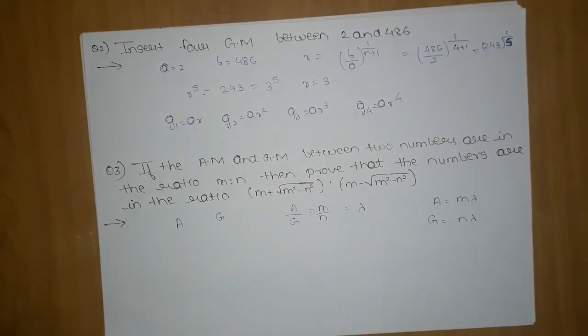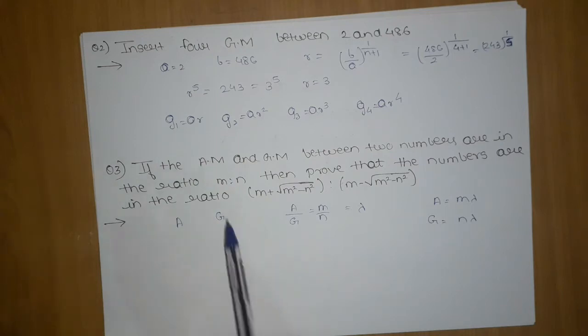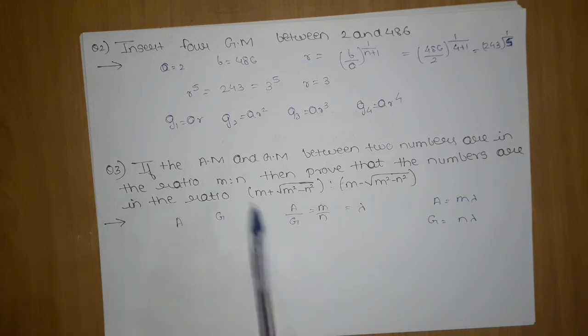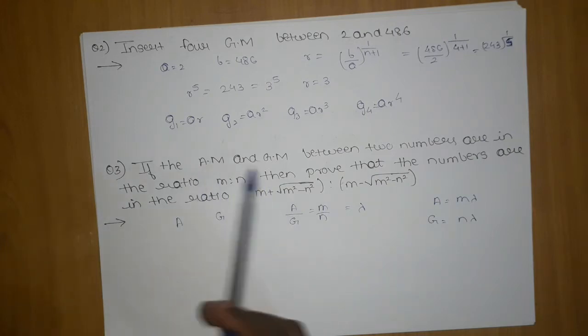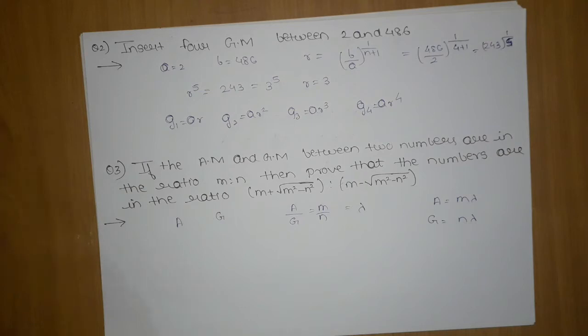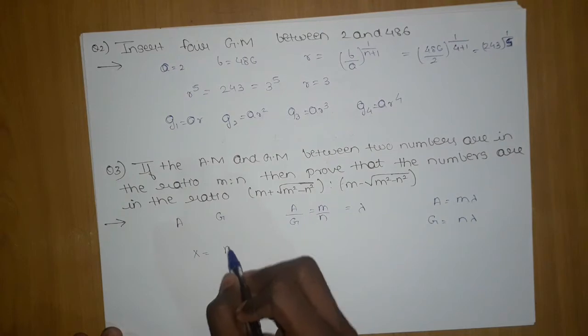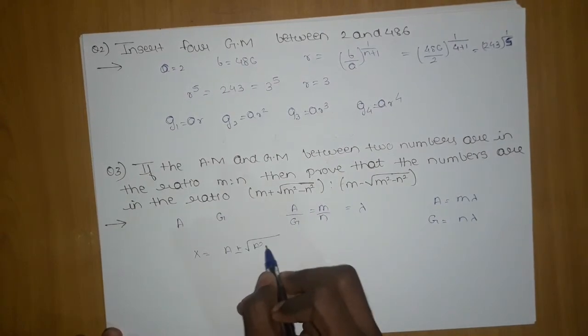Now if you remember the formula which we derived using the quadratic equation, how will we be able to use that? We want to prove that the numbers are in the ratio like this. These numbers between which the AM and GM lie are in this ratio. But if you remember, we have x equals a plus or minus under root a squared minus g squared, like that.